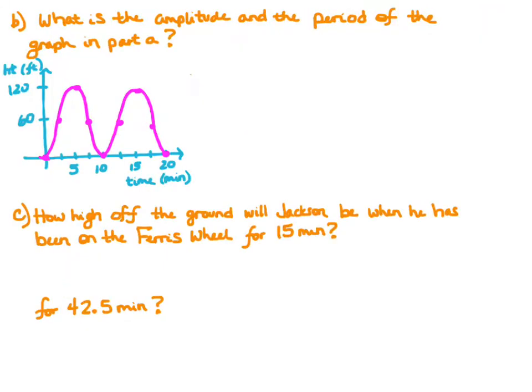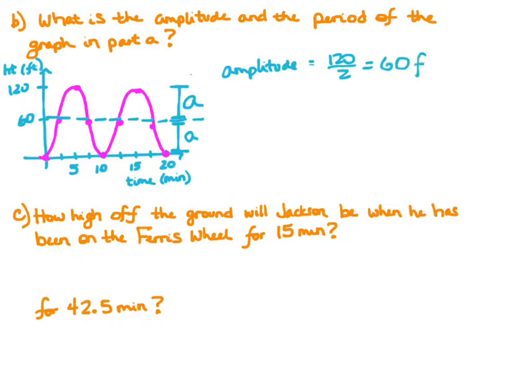All right, next part of this question asks us to determine the amplitude and the period of the graph that we drew in part A. So I've got another sketch here of the graph for us from part A. Now remember, the amplitude is the distance to the top or the bottom, to the highest point or the lowest point from the midline. Now my midline is going to be here at 60. And so my amplitude is either that distance or this distance, which they should both be the same. In this case, amplitude is going to be 120 divided by 2, which is 60 feet.